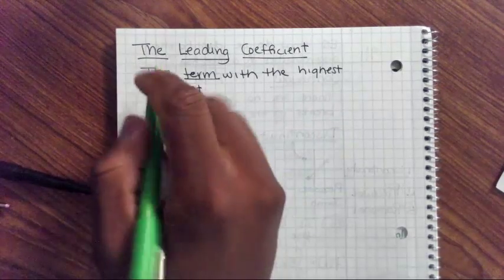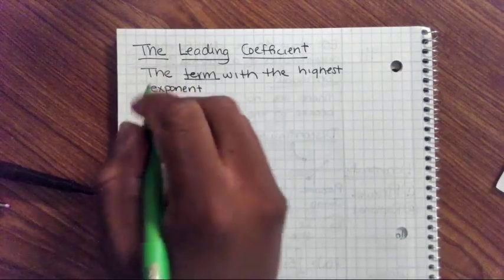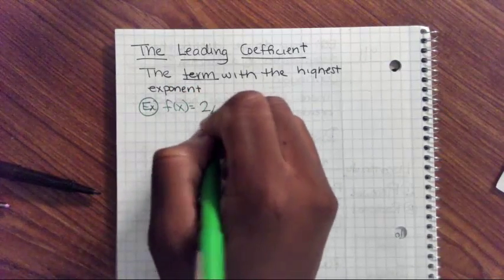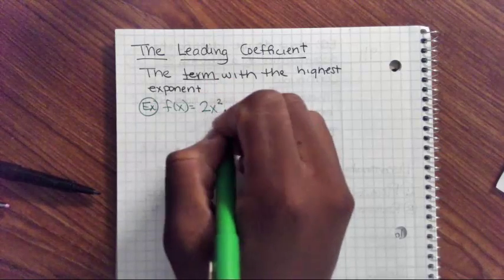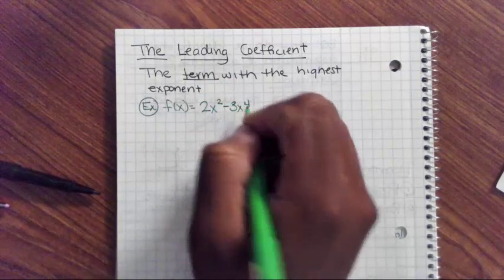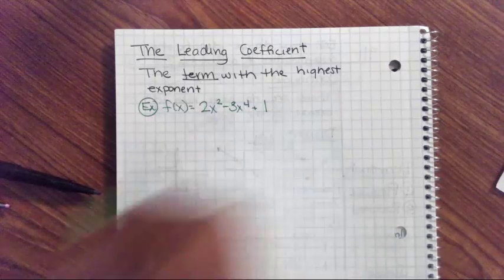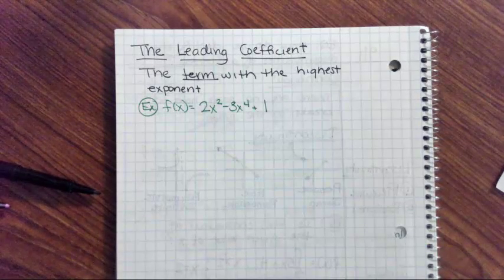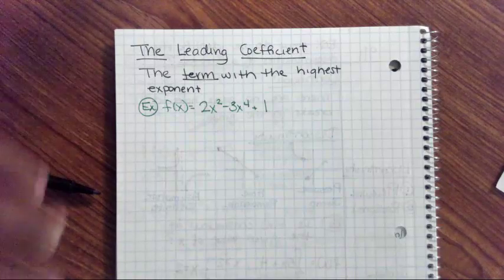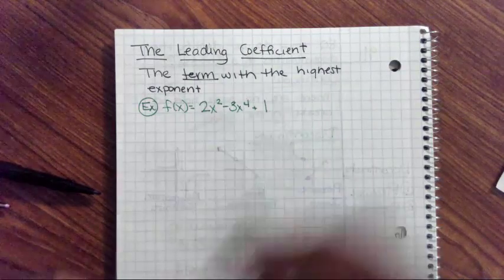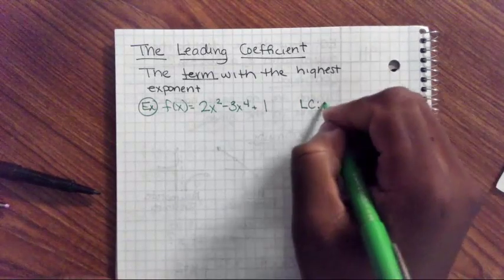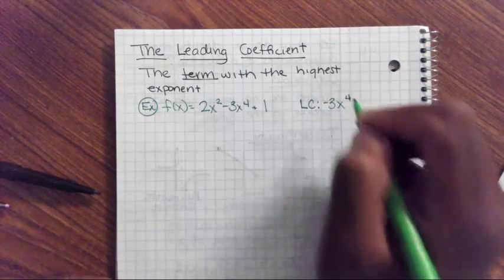So an example would be f of x is equal to 2x squared minus 3x to the fourth plus 1. When I look at this equation, I want the term with the highest exponent. What is the actual term with the highest exponent? Negative 3x to the fourth. I want the entire term.